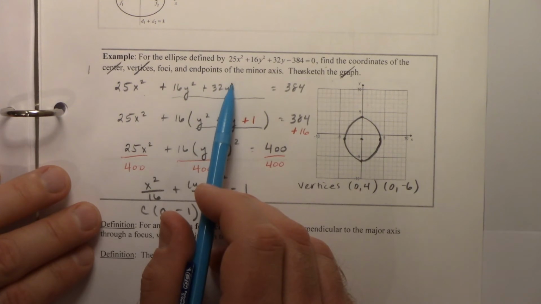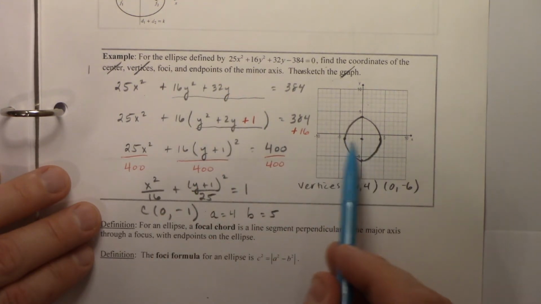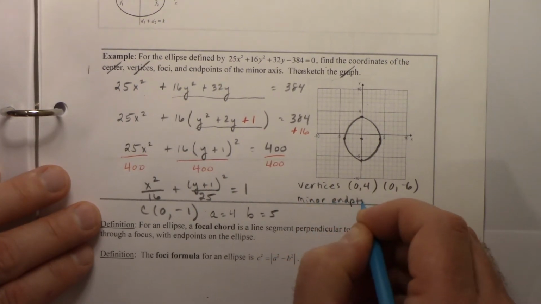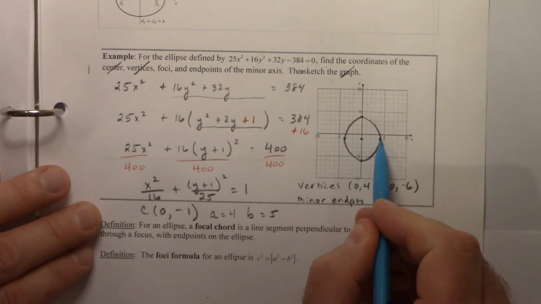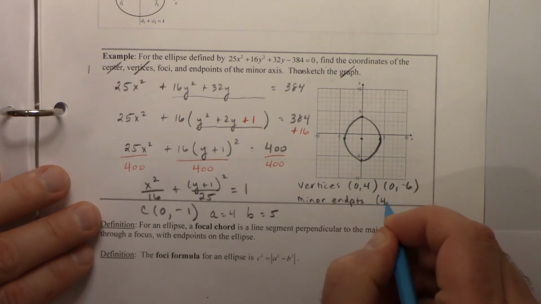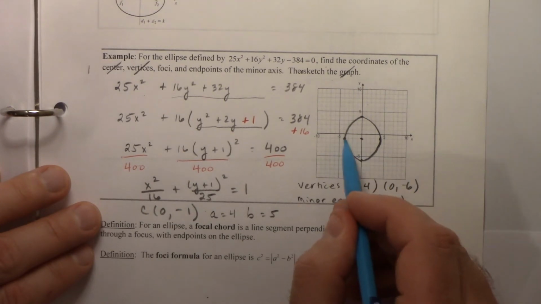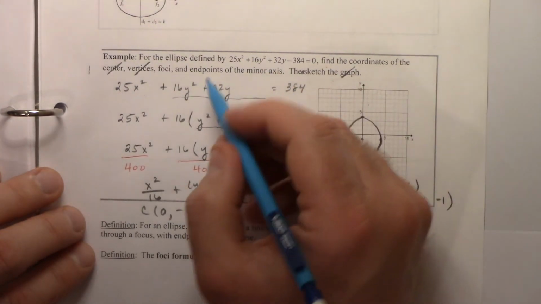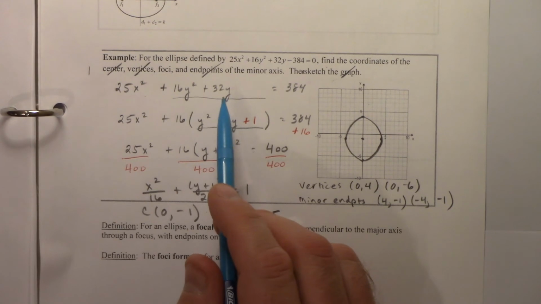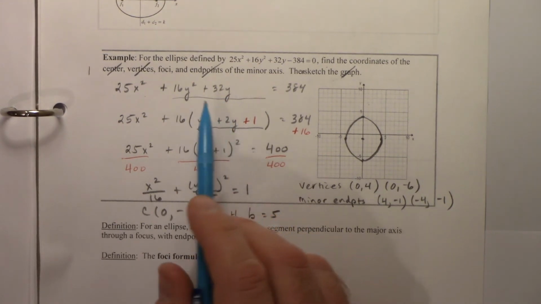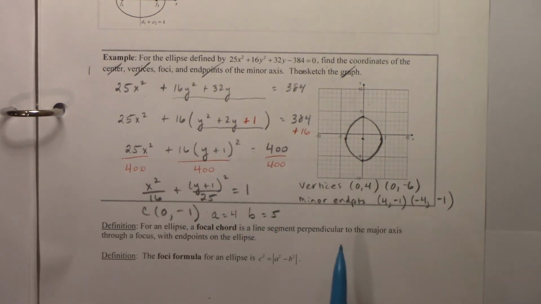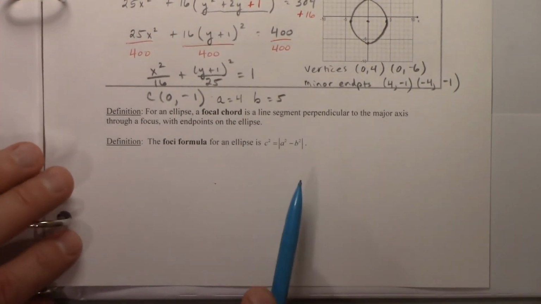Let's look for the endpoints of the minor axis. The minor axis is the horizontal. So for the minor endpoints, looks like we have one at (4, -1) and another one at (-4, -1). So at this point, I'm going to go ahead and cross off the endpoints. We've identified the graph and all of the features except the foci. Now I want to show you how you can get the coordinates of those foci with some quick definitions down here at the bottom of the page.